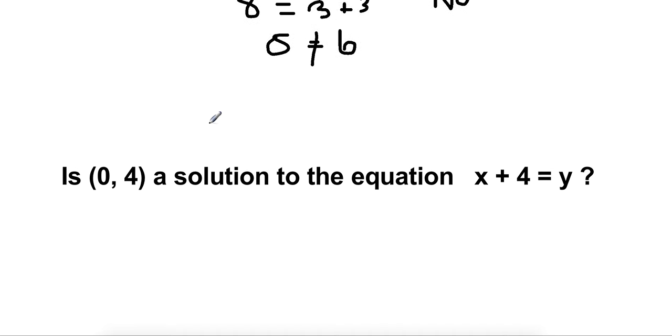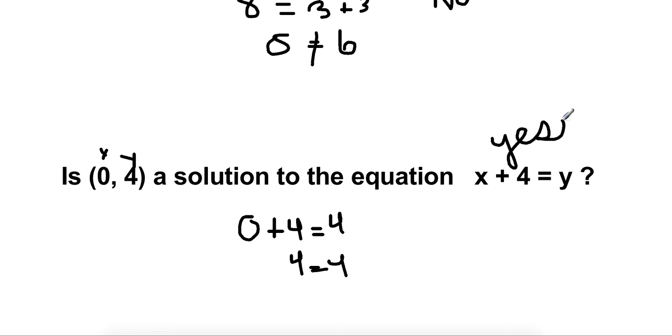So you go try this one. Is 0, 4 a solution to the equation x plus 4 equals y? All right, so let's take a look. If I plug in, this is my x, this is my y. If I plug in 0 plus 4, it must equal the y, which is 4. And 4 equals 4. So this point is on that line, so the answer is yes.